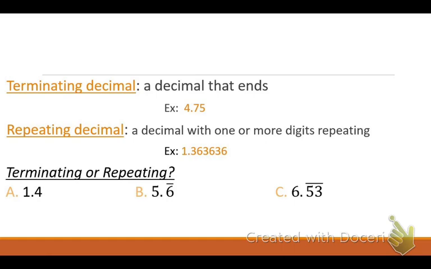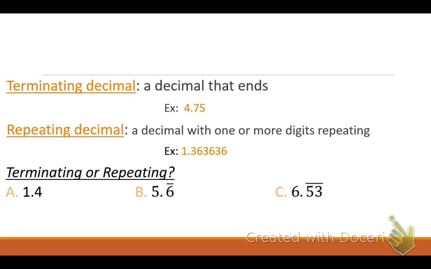How many of you have ever heard of someone who might say, my job has been terminated? Okay, who could explain to me what you think that might mean for someone's job to be terminated? Very good. All of those things mean the job has ended for some reason, okay? It's been terminated. So a terminating decimal, just to help you remember, it's a decimal that ends. Notice my example, 4.75. It ended right there after the 5. There were no more numbers.